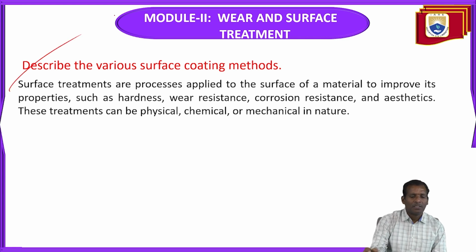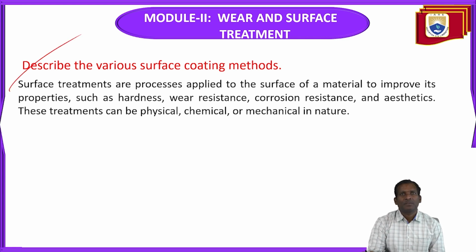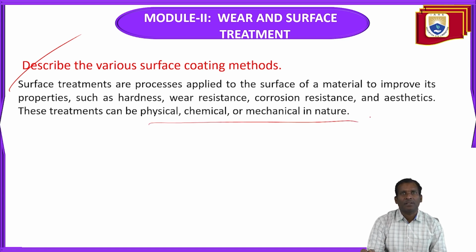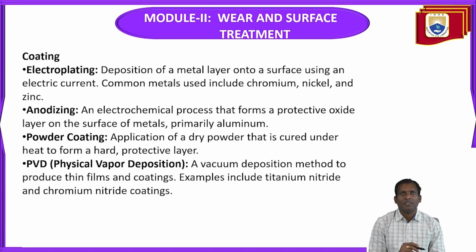Next question is: describe the various surface coating methods. So surface treatments are processes applied to the surface of a material to improve its properties such as hardness, wear resistance, corrosion resistance, and aesthetics. And these treatments can be physical, chemical, or mechanical in nature. So all these surface coating methods help prevent wear, improve the performance, and increase the lifespan of the product.